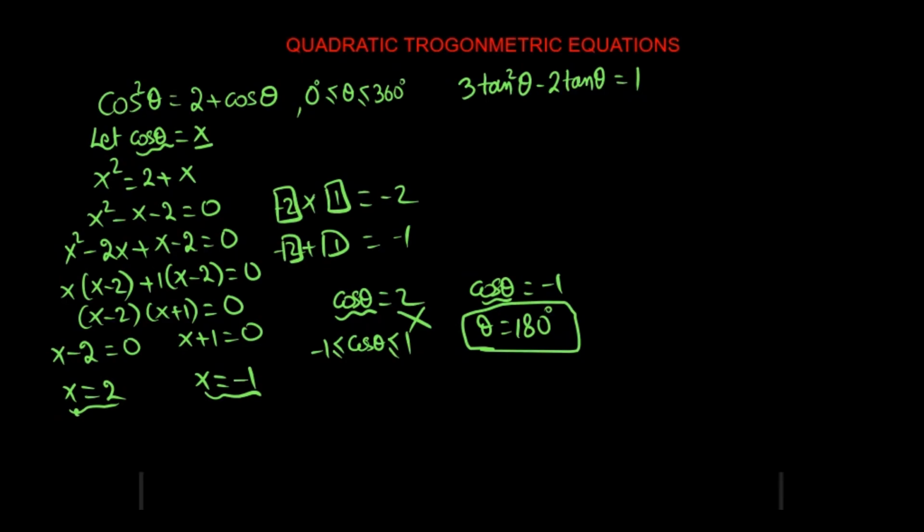If you understand this, can you try the second problem? 3 tan squared theta minus 2 tan theta equals 1. Follow the same steps and you should have the answer.